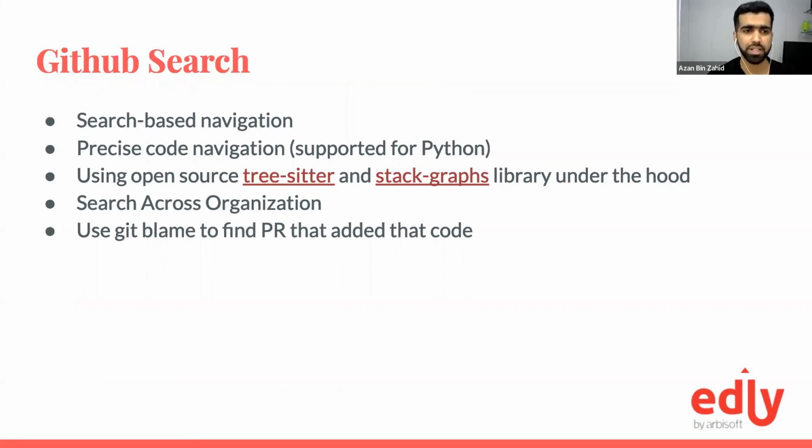GitHub has introduced search-based navigation, and the cherry on the top is precise code navigation. For now, it's only supported for Python, but it's based on the open source tree-sitter and stack graph libraries under the hood. One of the additional features is that we can search across the organization. We know repos are there in the organization, and we can just search anywhere.